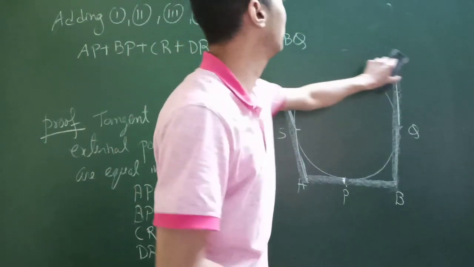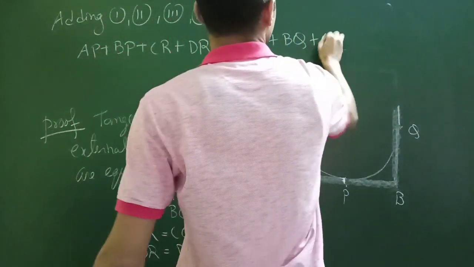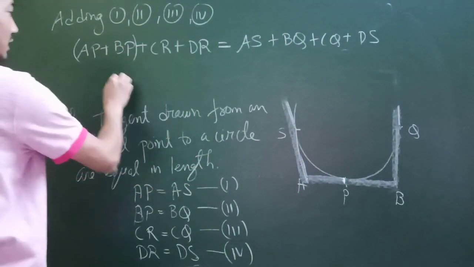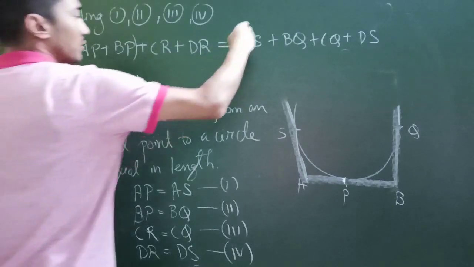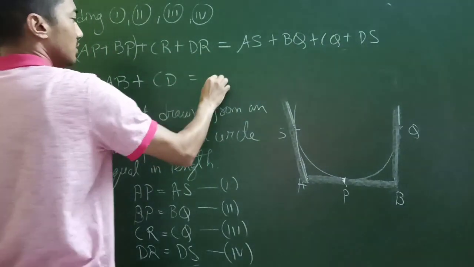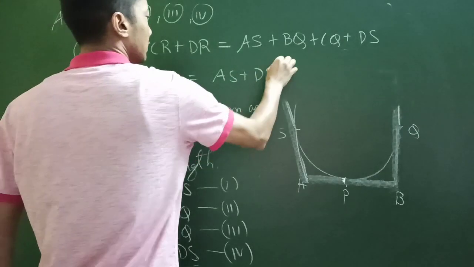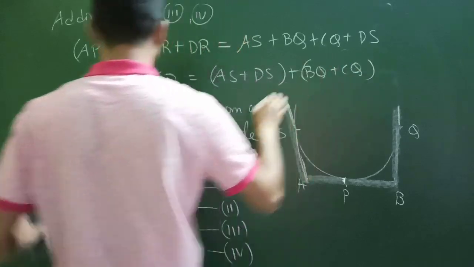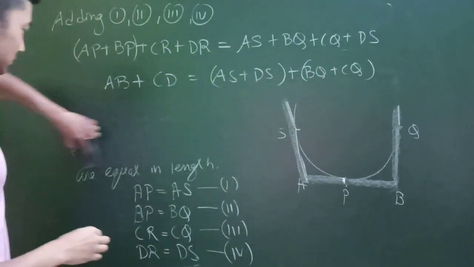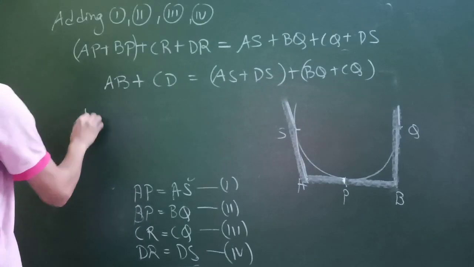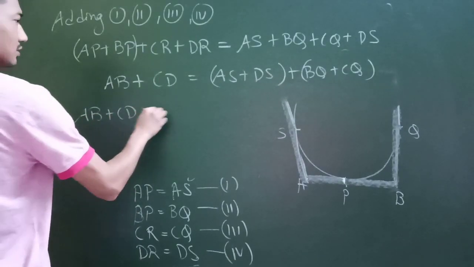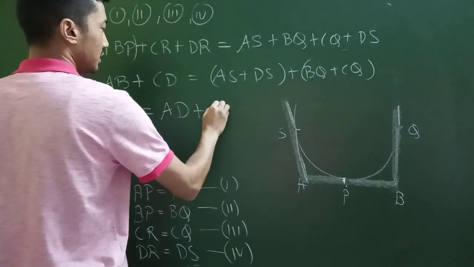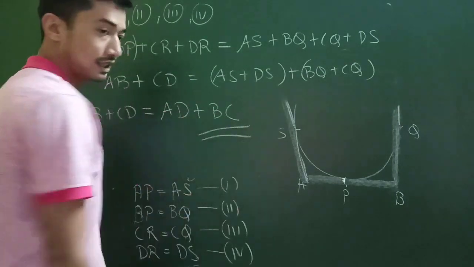I'm going to rub this off now. So you see, AB and BP are already arranged, giving AB. CR and DR, already CD. Here, of course, one more line to arrange. So this is already there, AB plus CD, because AS plus DS is going to be AD, and BQ plus CQ is going to be BC. Isn't that the proof?